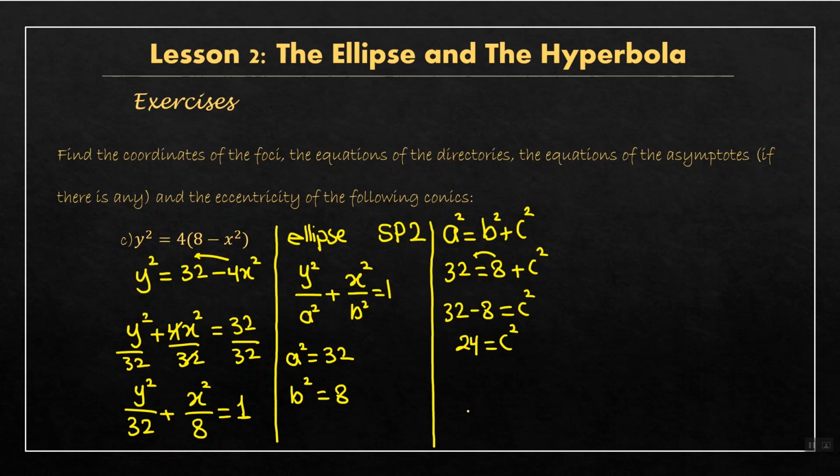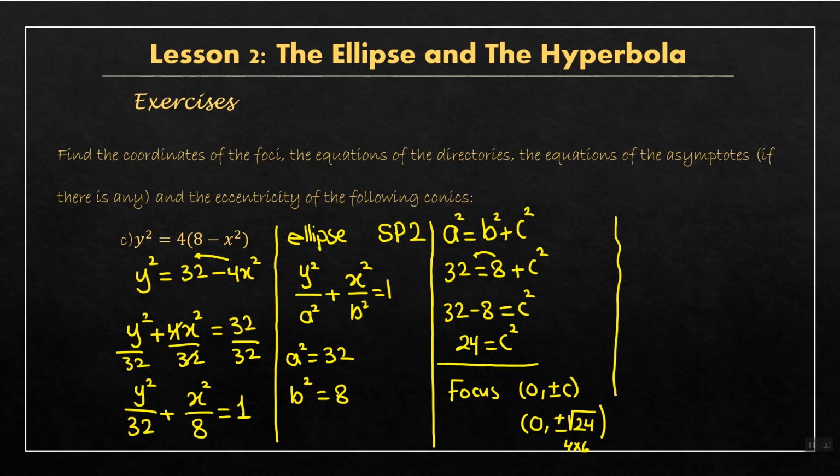Okay, now the focus. Now we can find what they want. The focus, because this is SP2, so it is 0 plus minus C. It's going to be in the Y. So 0 and plus minus the root of 24. The root of 24 can be simplified. This is 4 times 6, so it is 2 root 6. So we can say that the focus is equal to 0 plus minus 2 root 6. That's the focus.